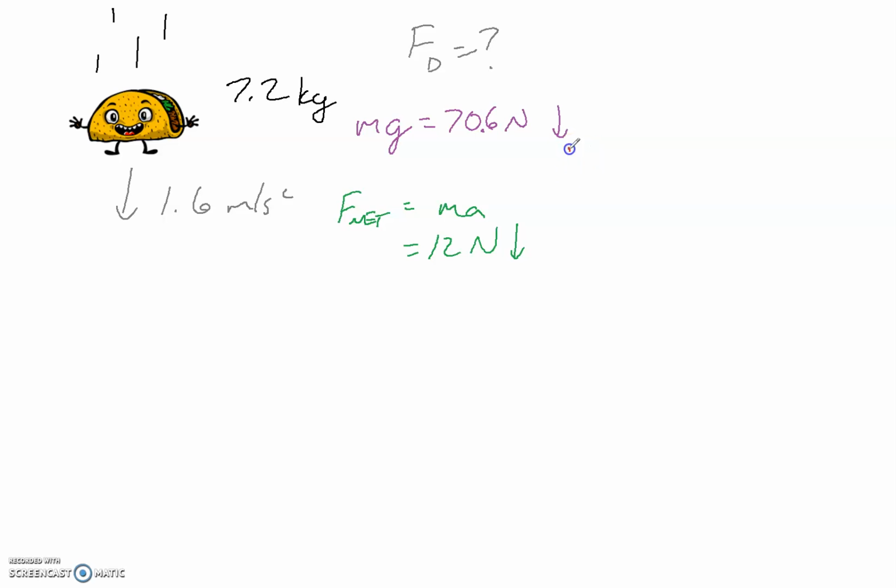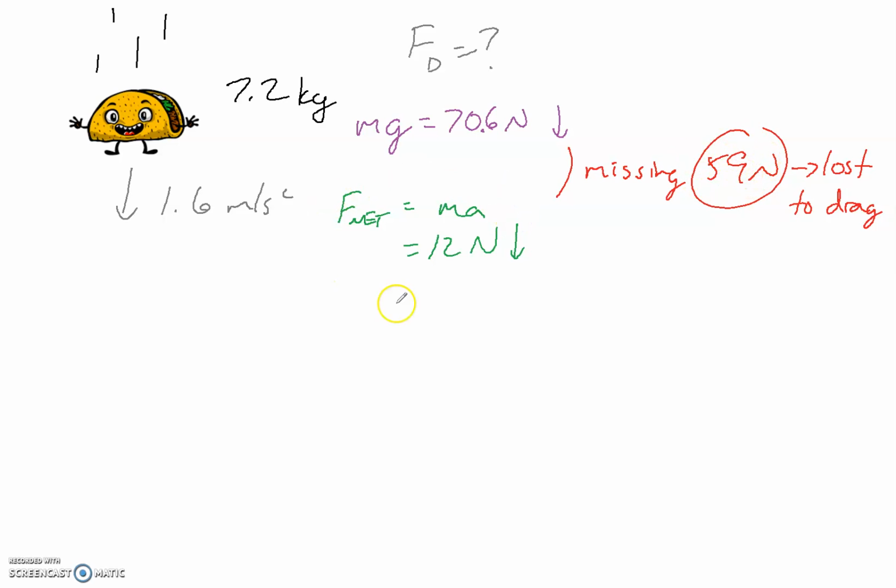So if I look at just these two forces, I'm actually missing the difference between the two. I'll just round that to 71 and be done with it. So 71 and 12, I'm missing 59 newtons of force, and it must be what is lost to drag, so that must be the force of drag. So I've got like 71 newtons pulling the taco down, and 59 newtons pushing up for drag, which gives me my net force of 12. Yeah, it's just that easy. Again, really similar to your friction calculations.